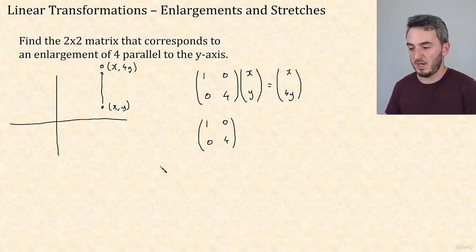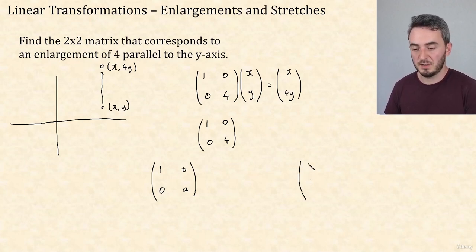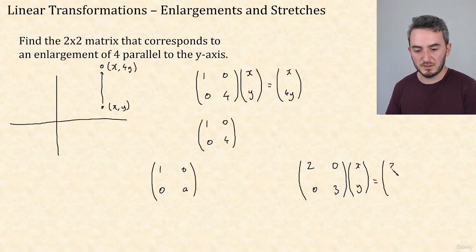And again, we can generalize. 1, 0, 0, a is an enlargement of scale factor a parallel to the y-axis. So enlargements, fairly straightforward. We can even start to combine them. For example, if I had the matrix 2, 0, 0, 3, well, this is just a stretch with scale factor 2 in the x direction and 3 in the y direction. If you're ever unsure, you can always just have a look at what it actually does to an arbitrary point. It takes this to 2x and 3y. So your x values get multiplied by 2, your y values get multiplied by 3.